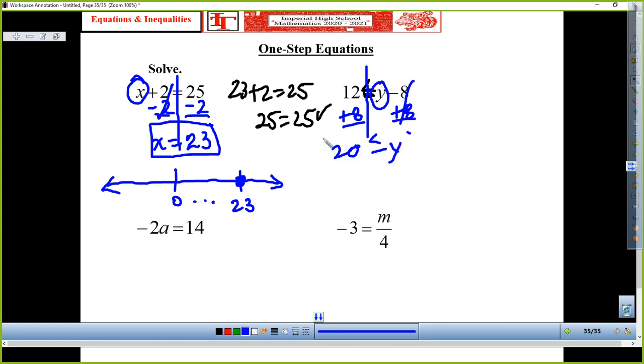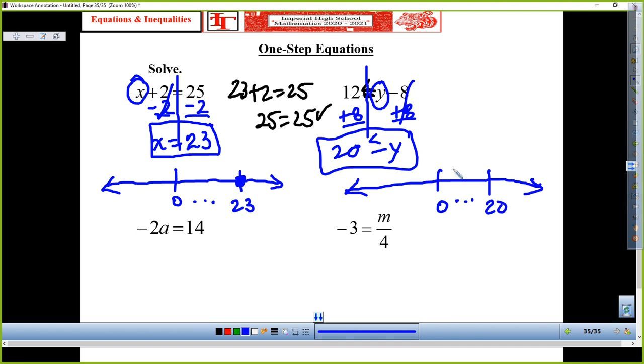0, dot, dot, dot, 20. Since it has an equal sign, look up this. That means it's a solid point. It includes that point. However, for inequalities, let's see if you remember, we need to shade a certain region of all the solutions possible. How do we do that, Mr. Q? Well, I used to tell you, test a number.